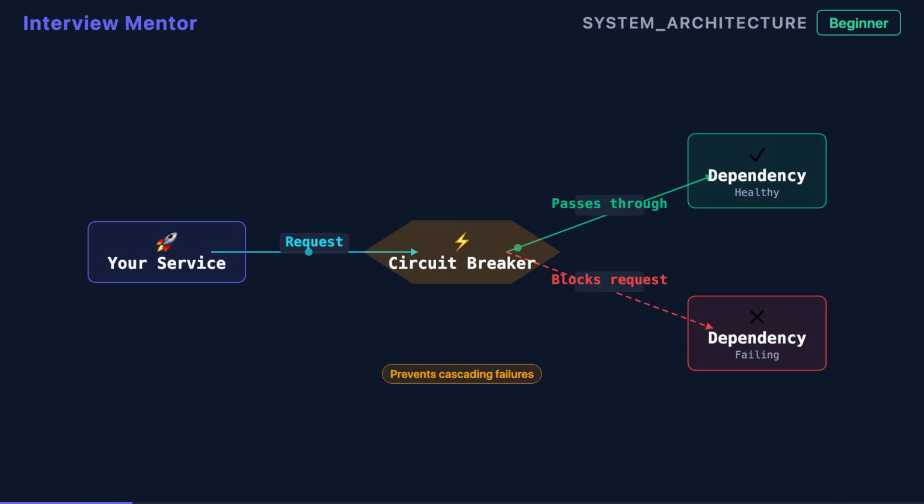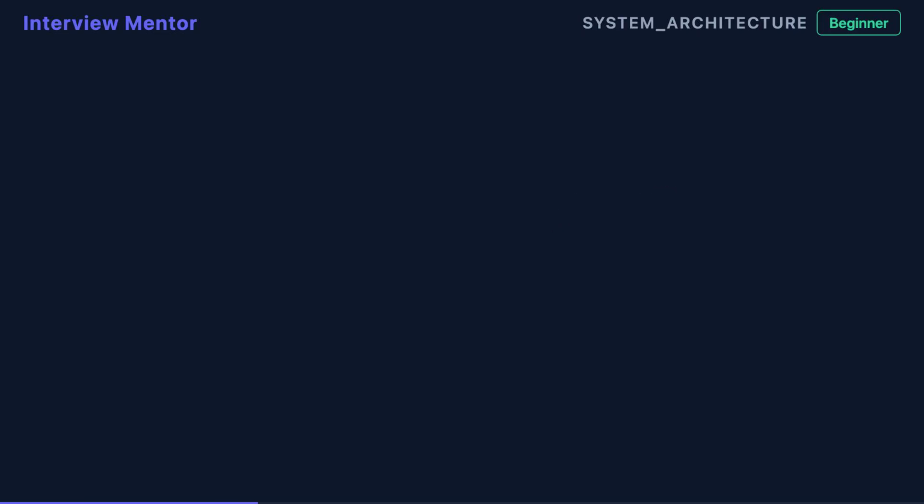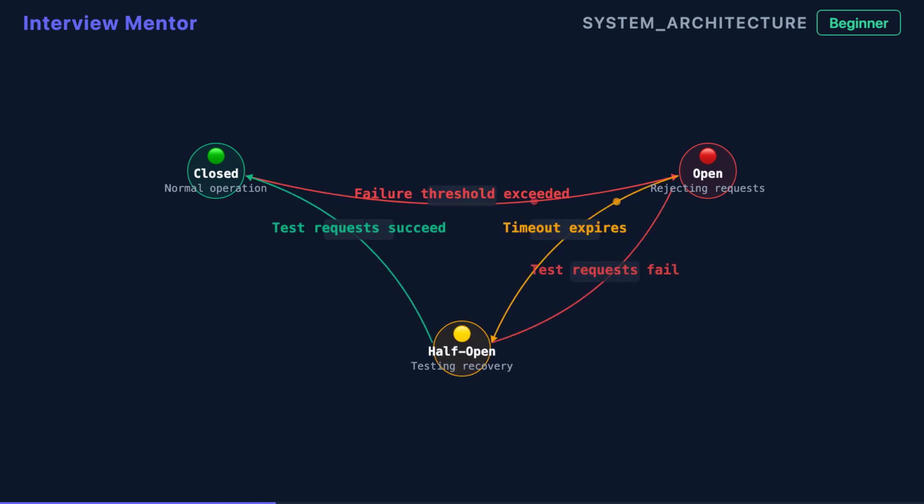When the dependency is healthy, requests flow through normally. But when failures start happening, the circuit breaker stops sending requests entirely. This prevents your service from wasting resources on calls that will fail, and protects the failing service from being overwhelmed while it's already struggling. The circuit breaker has 3 states.